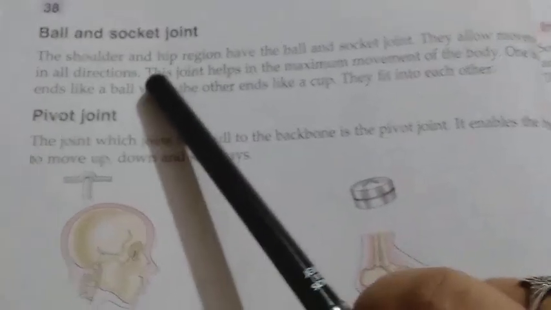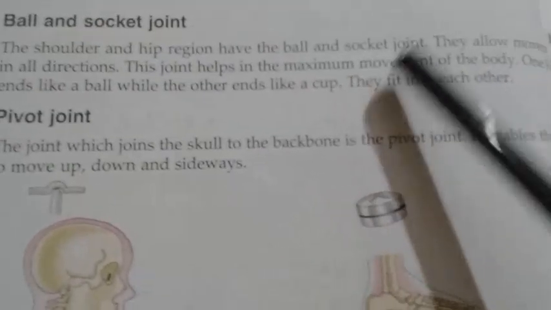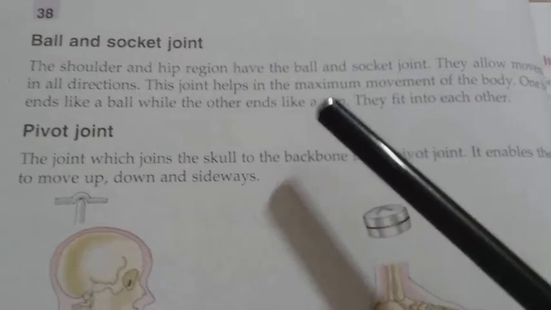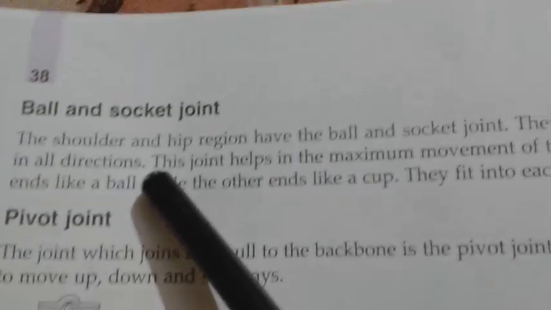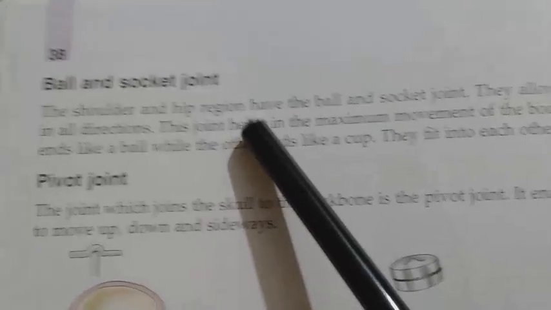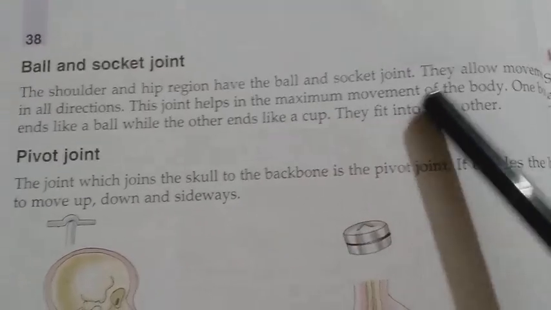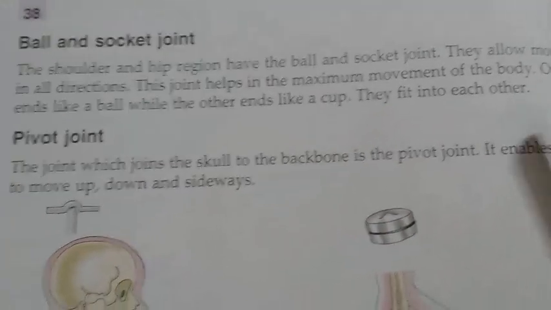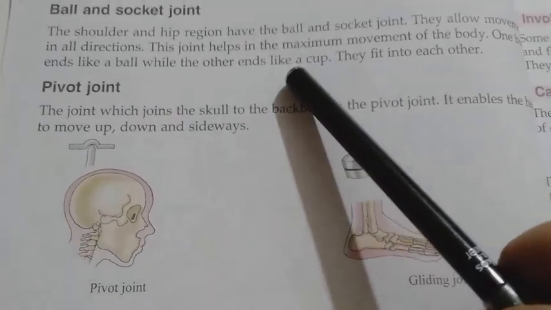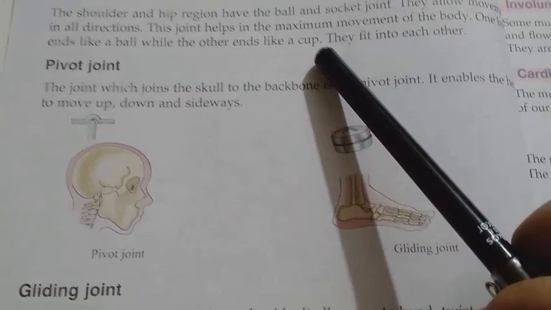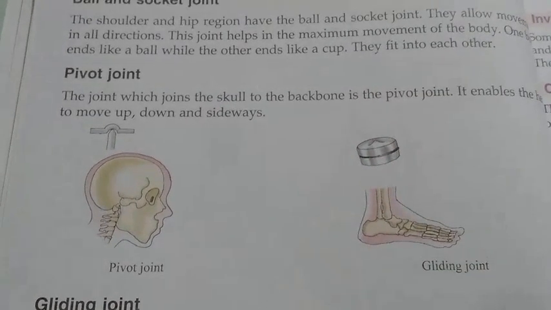Now, ball and socket joint. The shoulder and hip region have the ball and socket joint. In your shoulder and hip region, they allow movement in all directions. This joint helps in the maximum movement of the body. One bone ends like a ball, while the other ends like a cup. They fit into each other.